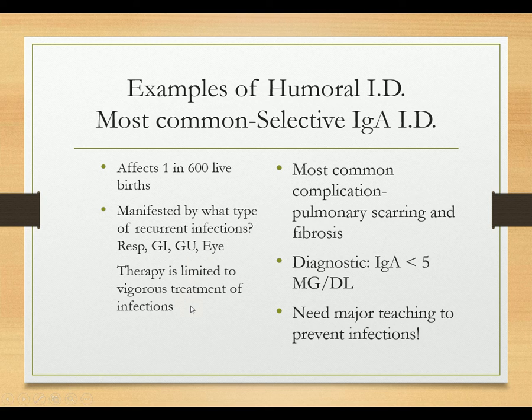Therapy with this one is very limited to vigorous treatment with infections. So, I mean, there's only so much that you can give them, but that's what you do. You give as much antibodies as you can to help fight it, and prevention is the key. With this, the most common complication is pulmonary scarring and fibrosis from the repeated respiratory infections. Diagnosis is made when the IgA level is less than 5 milligrams per deciliter. So that's when diagnosis is made that you have selective IgA deficiency.